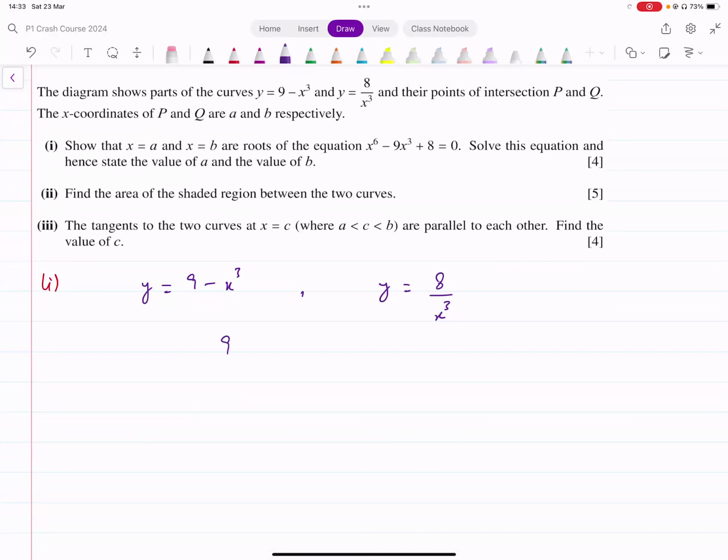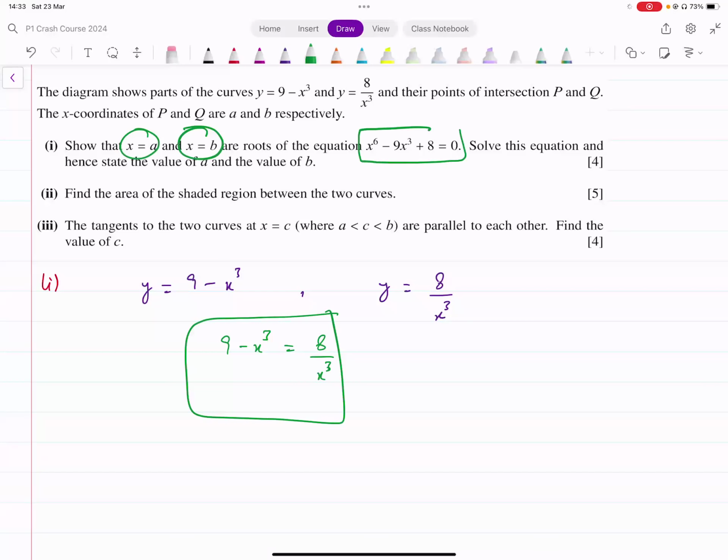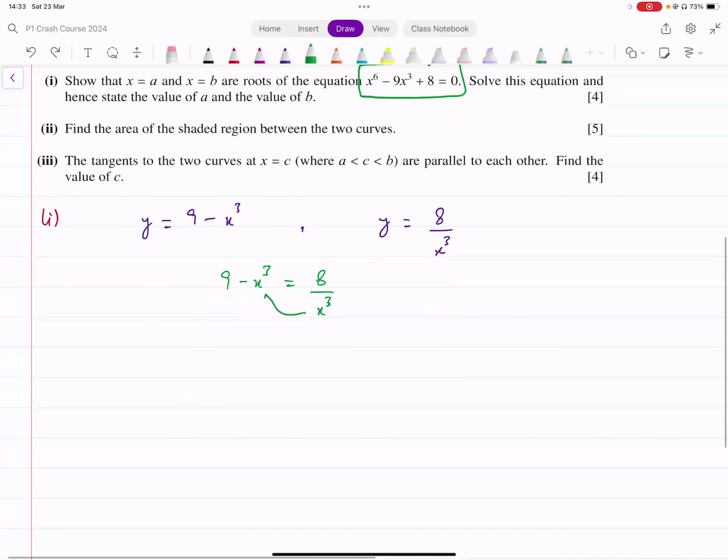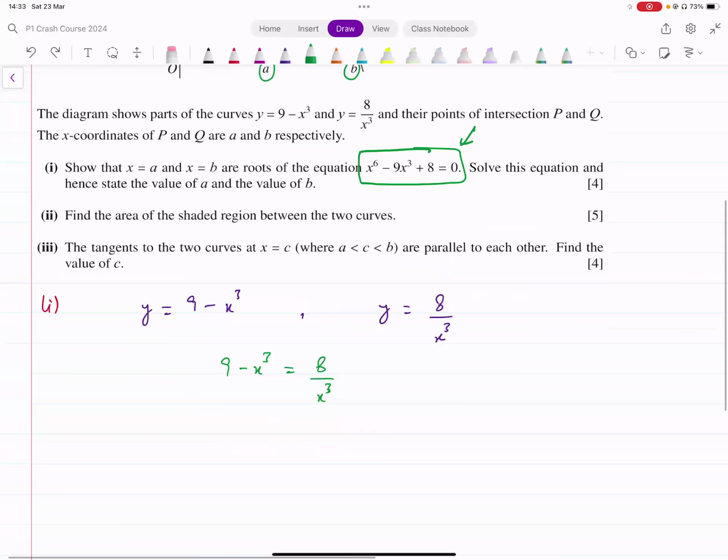How do you do that? You have y as the subject in both of them. You can just equate both functions. That gives you 9 minus x cubed equals 8 over x cubed. So x equals A and x equals B have to be roots of this particular equation. Now they are asking us to show that this equation is basically like this. What we can do is try rearranging this equation and see if we can get to that form somehow. So let's multiply by x cubed on the other side to get rid of the fraction. What does that give us?